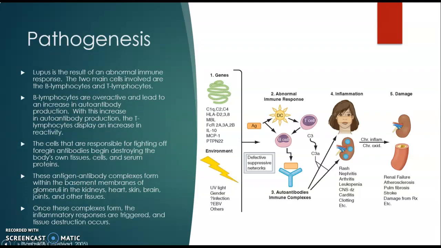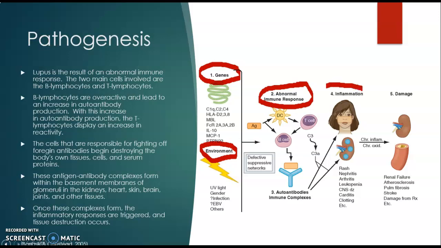Lupus is the result of an abnormal immune response. The 2 main cells involved are the B lymphocytes and T lymphocytes. This abnormal immune response occurs because of the genetic factor or environmental factor that we discussed, and hormones could also be a contributing factor. When the B lymphocytes become overactive, they lead to an increase in autoantibody production, and then when this increases, the T lymphocytes also increase in reactivity. So that's the abnormal immune response that occurs.